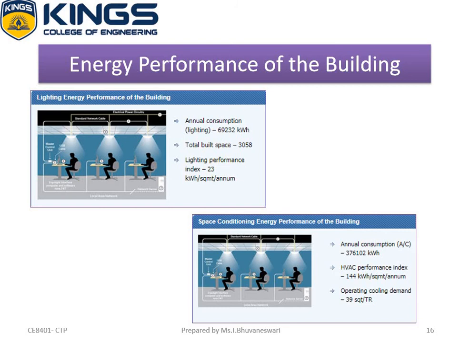Here we can see the energy performance of the building. First one is lighting energy performance and next one is space conditioning. The annual consumption for lighting is 69232 kilowatt hour and total built up space is 3058. Lighting performance index is 23. The space conditioning energy performance of the building, the annual consumption is 376102 kilowatt hour. HVAC performance index is 144 kilowatt hour per square meter per annum. Operating cooling demand is 39 square feet per TR.